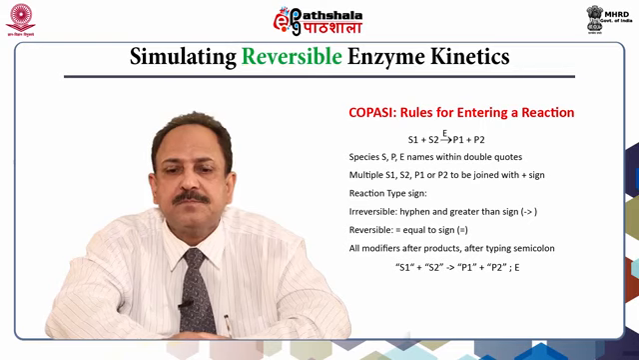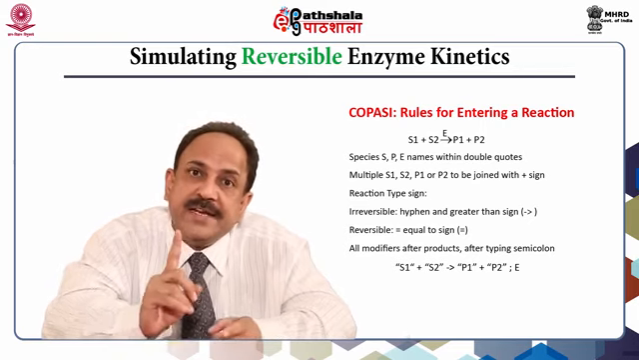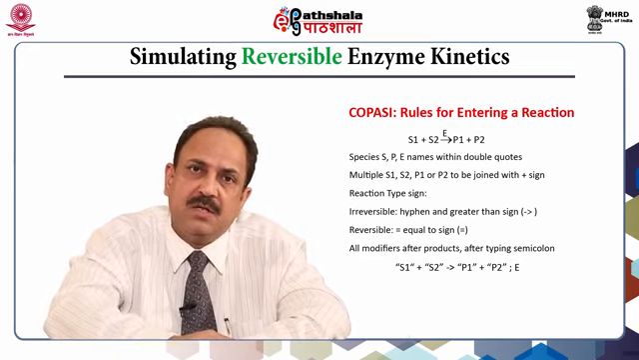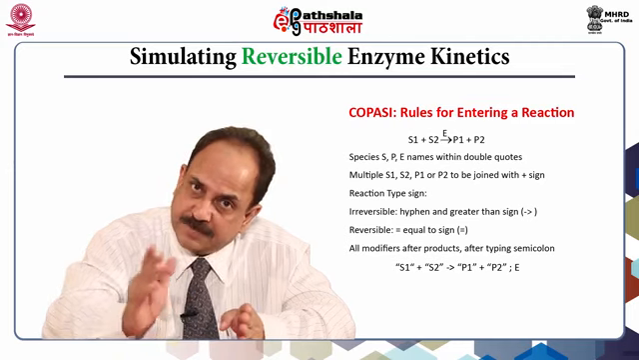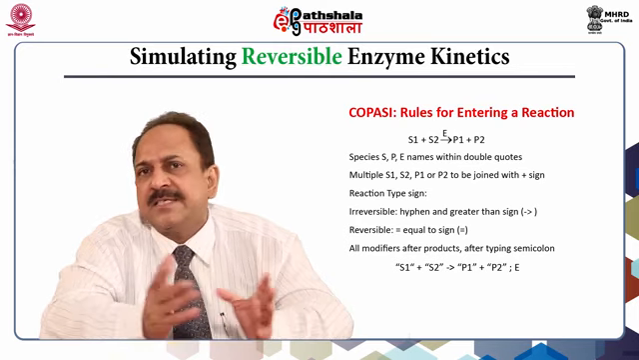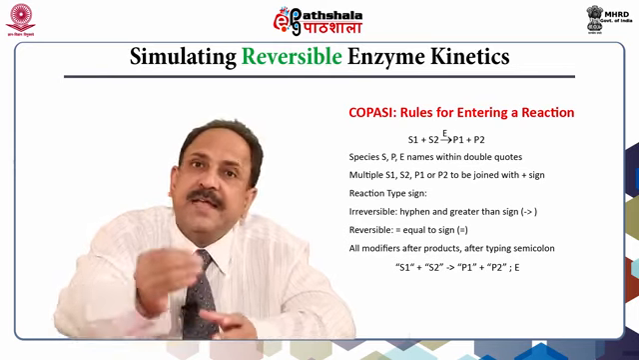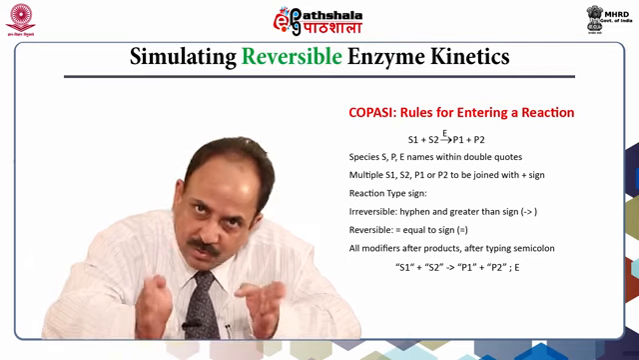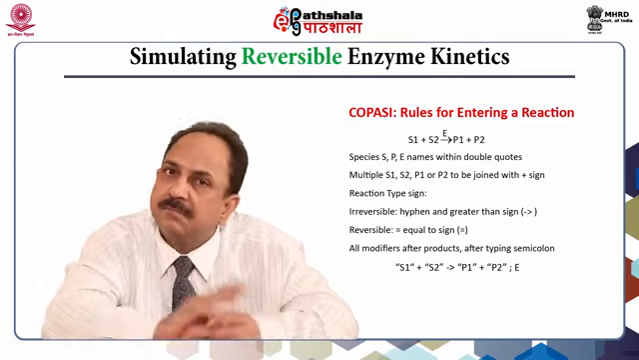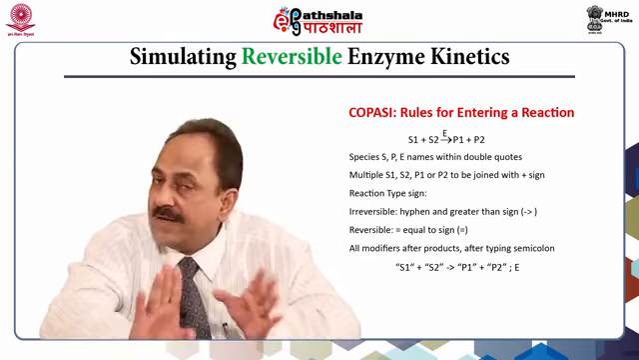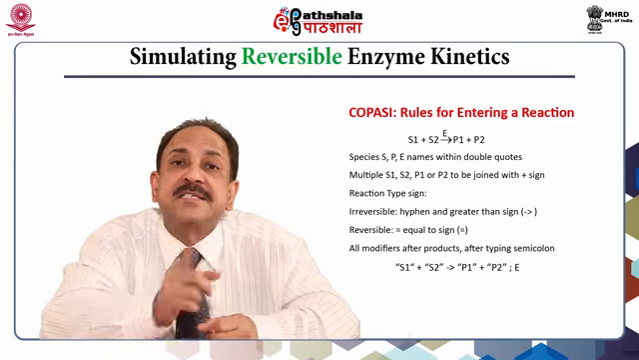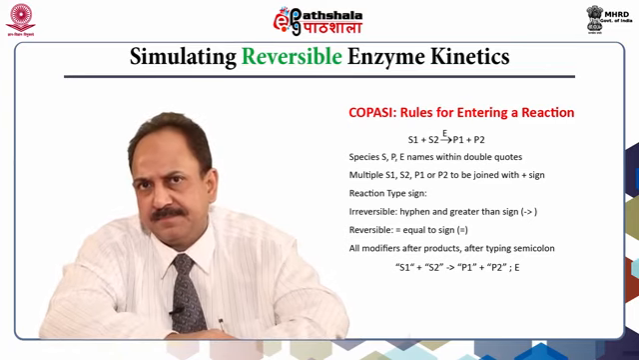On the other hand, if the reaction is reversible, then use equal to sign, with a space before the equal to and a space after the equal to. This will convey to Copasi to model the reaction as a reversible reaction. Then you enter the name of the first product enclosed within double quotes, a space, and join other products, maybe 1, 2, using the plus sign. When all the products have been entered, enter a space and type semicolon. This will end the reaction.